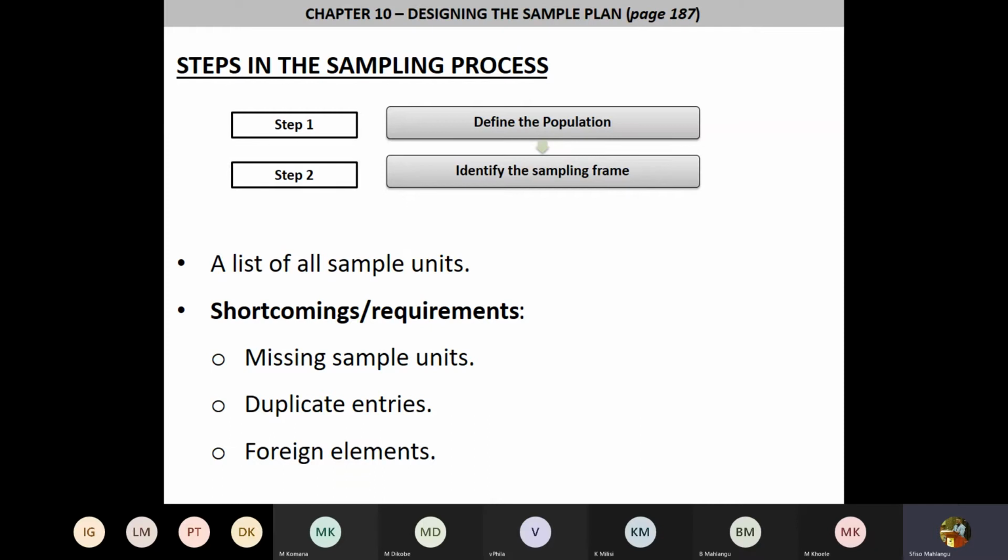Duplicate entries: people who have their names repeating more than once have more chance of being selected. That is unfair. Or it can include foreign elements, meaning that people on the list don't belong to the study or are not qualified to be part of the study, but they are in that study. So they should be removed from the list. It's important to know how you deal with these shortcomings. For example, the first one, those who are missing, we need to add them. Duplicate entries, we need to delete them. Foreign elements, we need to remove them.